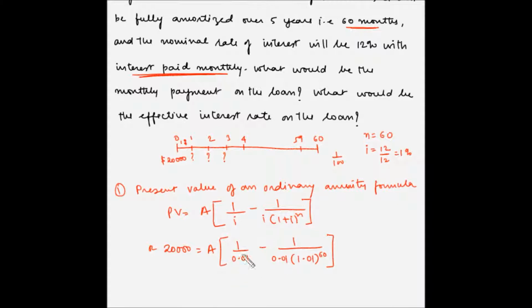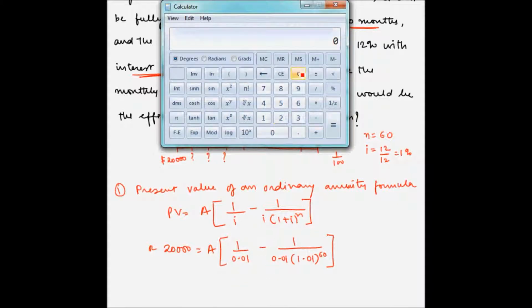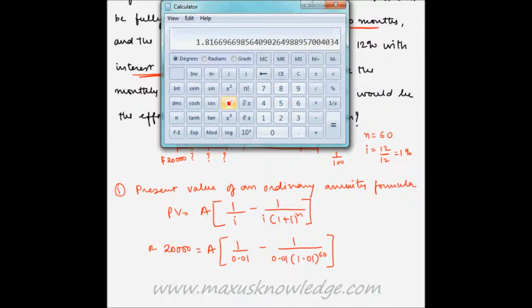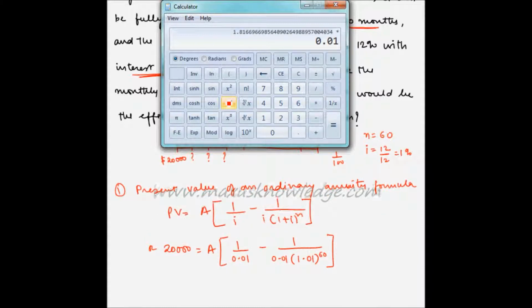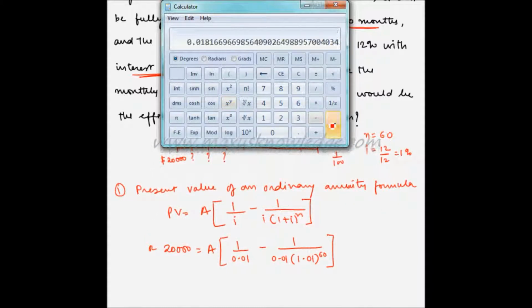So let's try to calculate this using a calculator. So 1.01, x to the power y, 60, multiplied by 0.01, equals, and this is 1 by x, and this is negative, so negate, and plus 0.01 1 by x, this is equal to 44.955.